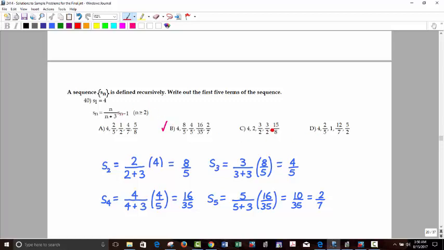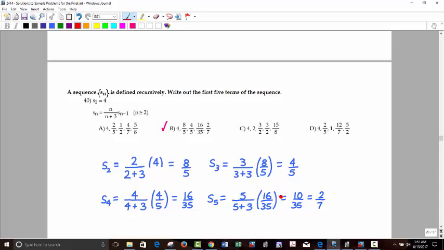Now you see that all the answers have 4 for the first term. It'd be kind of silly for them to put any answers that didn't have 4. Because it's pretty much telling you right here that S1 equals 4, so the first one's got to be 4. So I put 4 in there for the S1, but the n is 2, so it's 2 divided by 2 plus 3 times 4, which gives me 8/5.